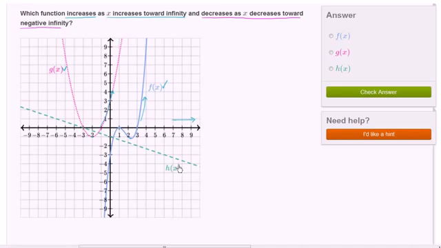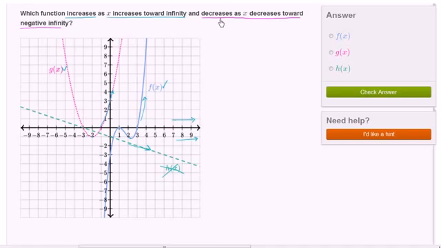Now let's think about h of x. As x moves towards positive infinity, h of x seems to be decreasing. H of x seems to be decreasing, so h of x does not even make the first constraint. So our only two possibilities are now g of x and f of x.